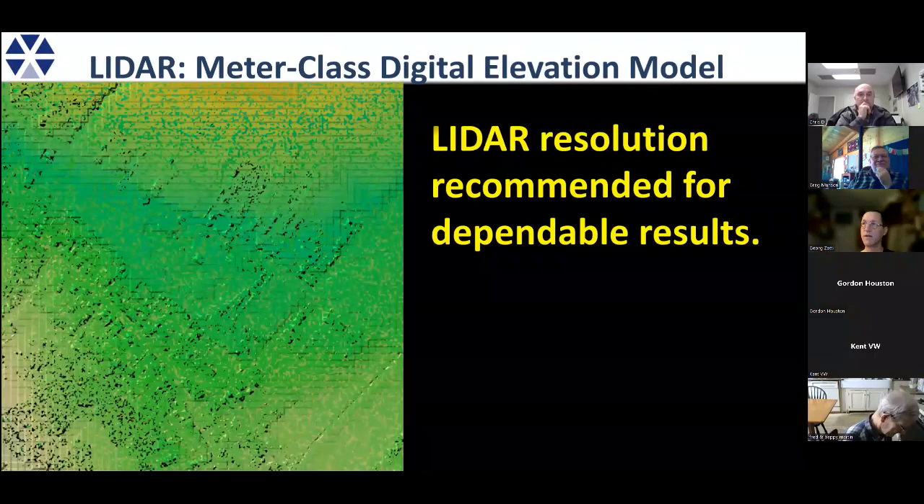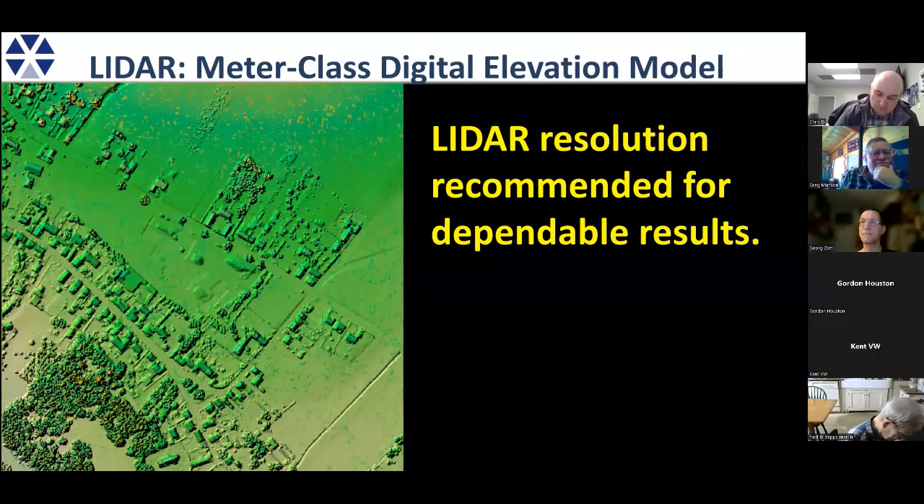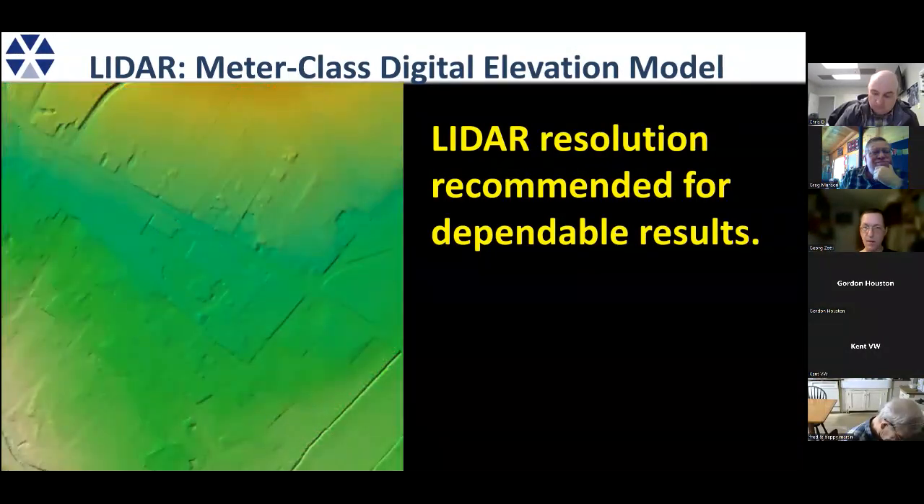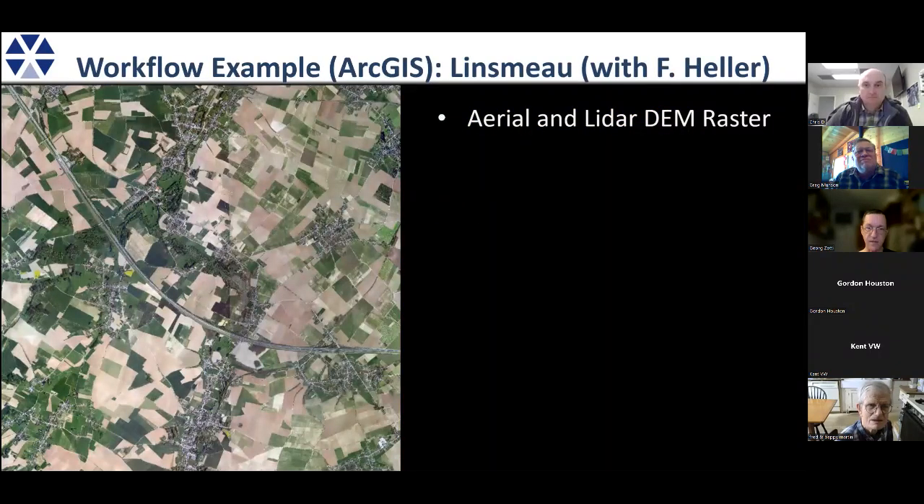And LiDAR can be processed. We can take away the vegetation. We can take away the houses. And then we have the digital terrain model, so the soil, so to speak. This is just essential. So how would you do that if you have a LiDAR data set in your GIS?